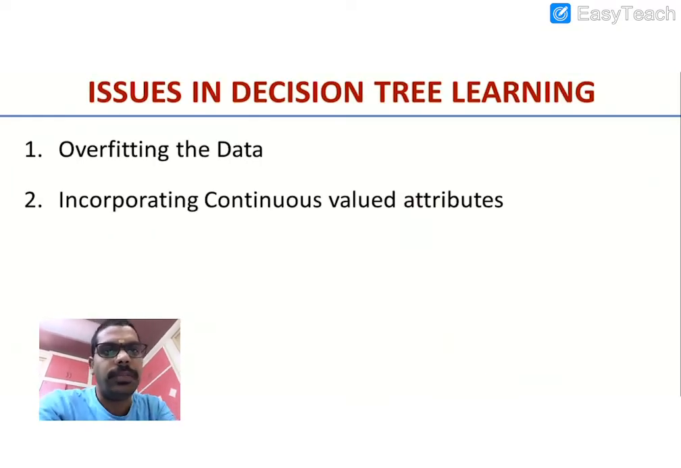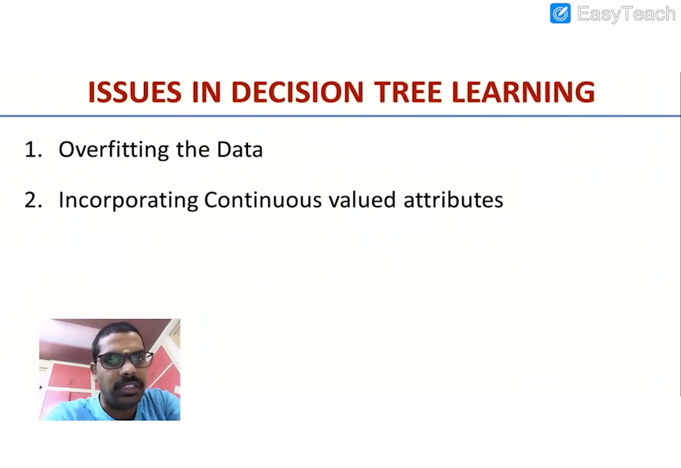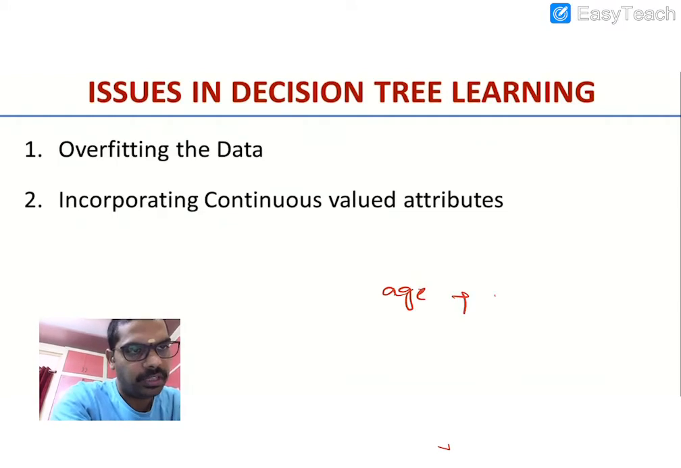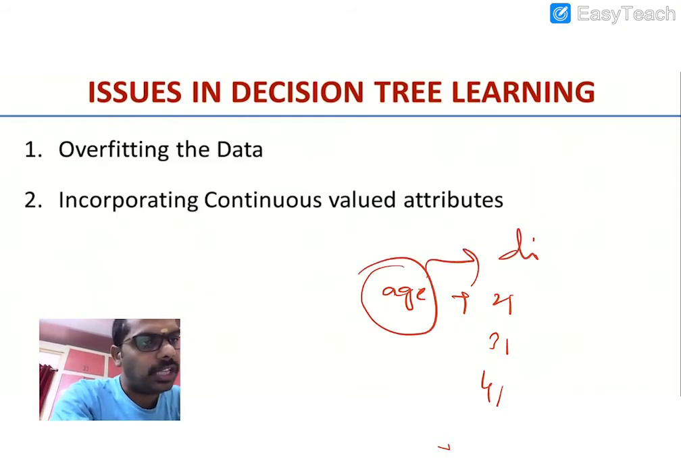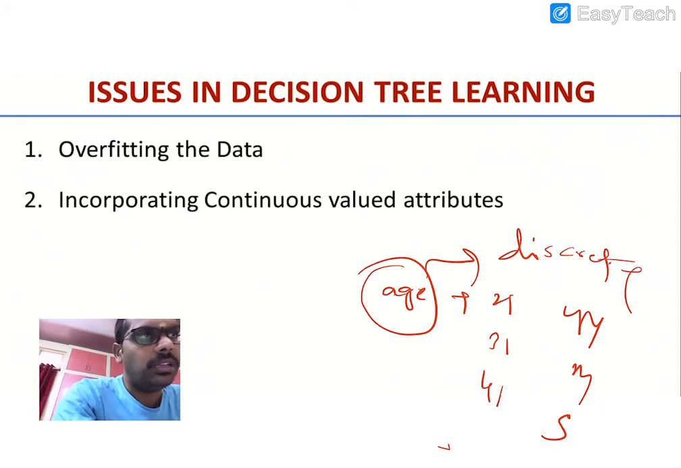The second problem is incorporating continuous valued attributes. Whenever we have continuous valued attributes, it is difficult for us to construct the decision tree. I already told you, suppose age is an attribute, given with individual values 21, 31, 41, like that. Then it is difficult to construct the decision tree. What we can do is convert the continuous valued attributes into discrete valued attributes like young, middle-aged, senior. So a discrete attribute is considered for constructing the decision tree.